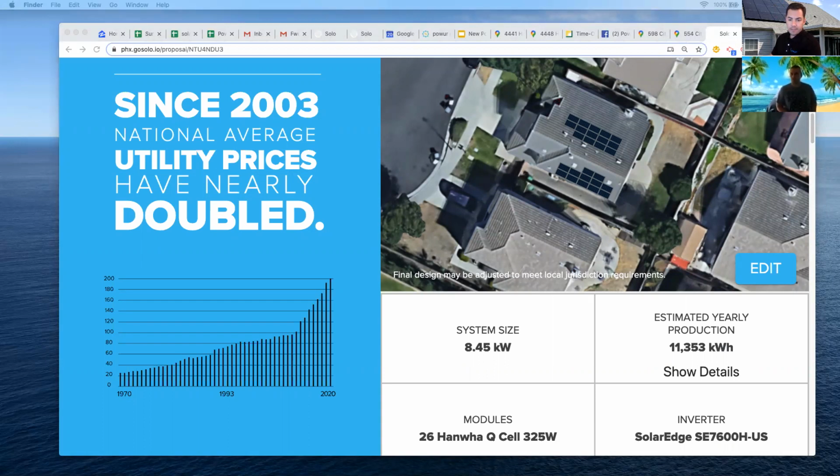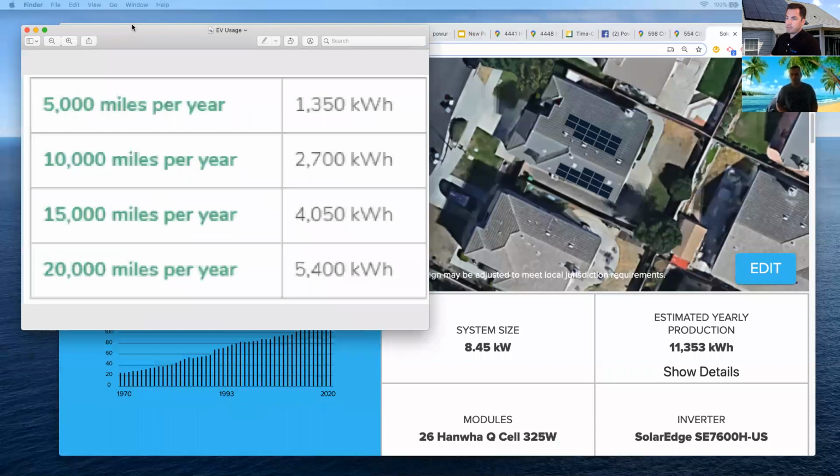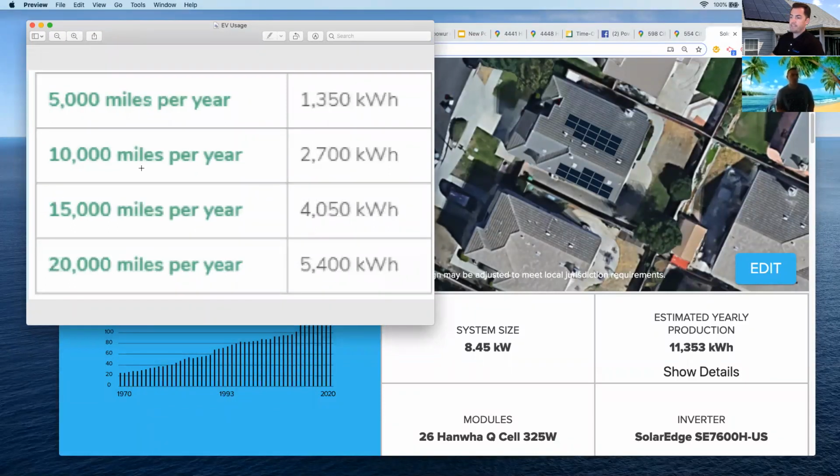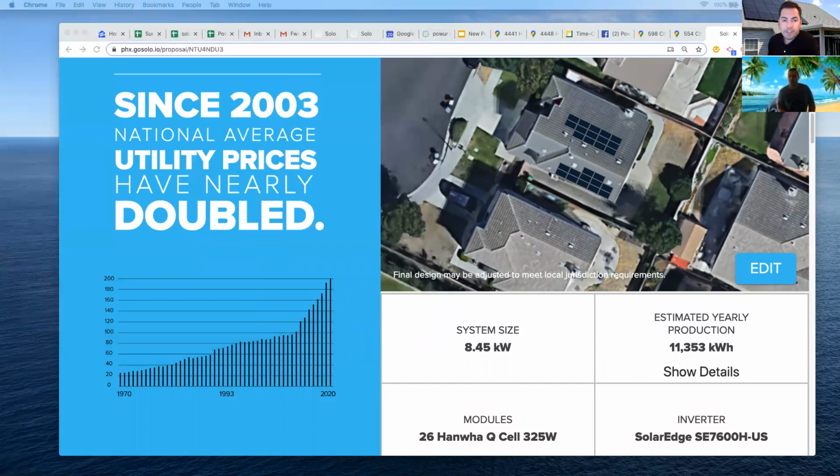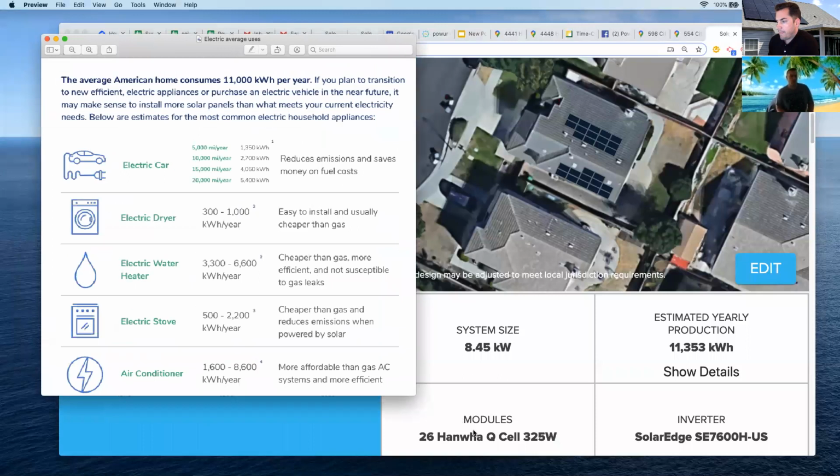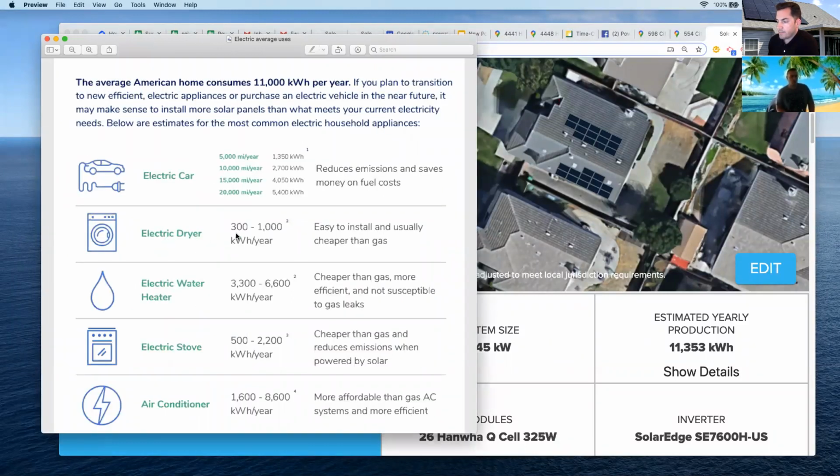I generally try to add 2,000 kilowatt hours to the production. So here's a little cheat sheet. If they drive 10,000 miles a year on electric and they're only charging at home, 2,700 kilowatt hours is what you would want to add to your production. Okay. And another little cheat sheet that I have: if they get an electric dryer, it could be a little bit of kilowatts per year. If they switch to an electric water heater, it could be a little bit more electricity. An electric stove compared to a gas, and then air conditioner really uses the most here.